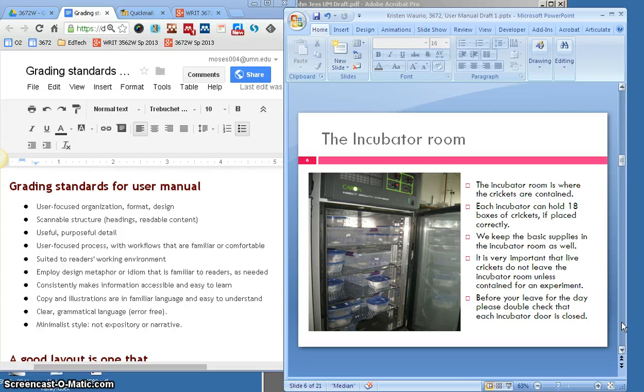This is a good example of useful, purposeful detail, or scannable structure, I guess. Scannable structure, which is to say that we have big titles at the top, and all the information in the bulleted list is related to the scannable title, or the header of the slide. So scannable structure means dividing up your information in ways that make sense, that is well ordered, and it makes the content easy to access. And I think this is a very good example of easy, scannable, accessible information.